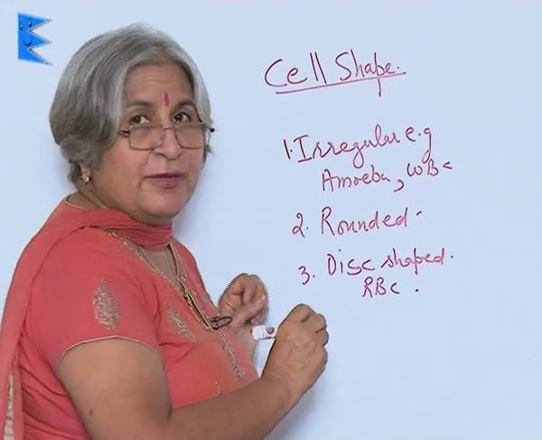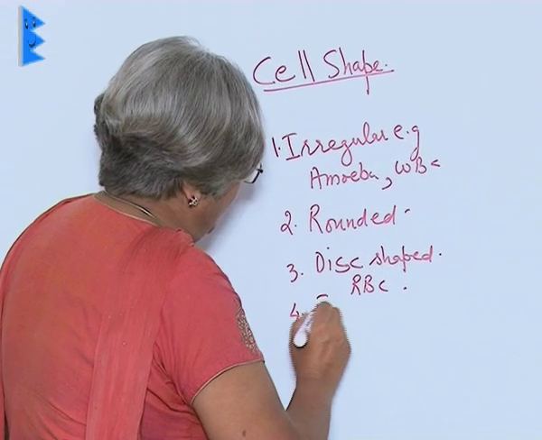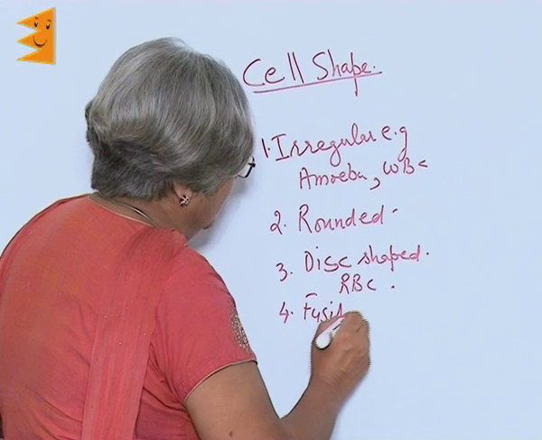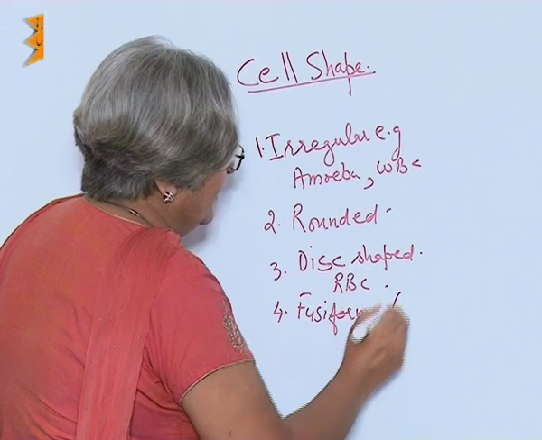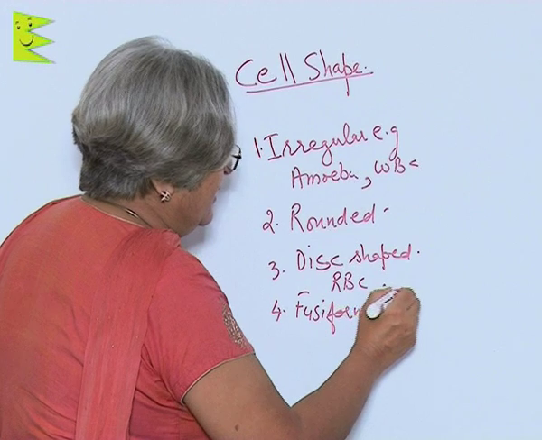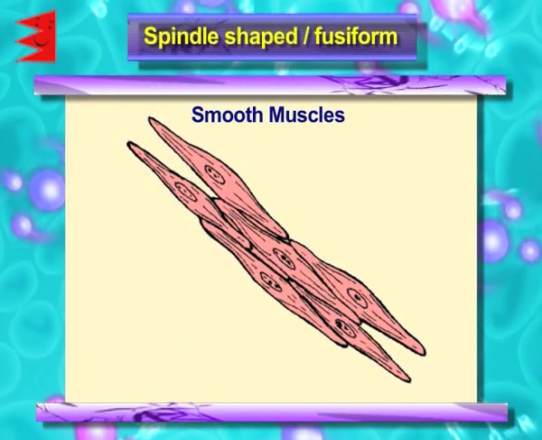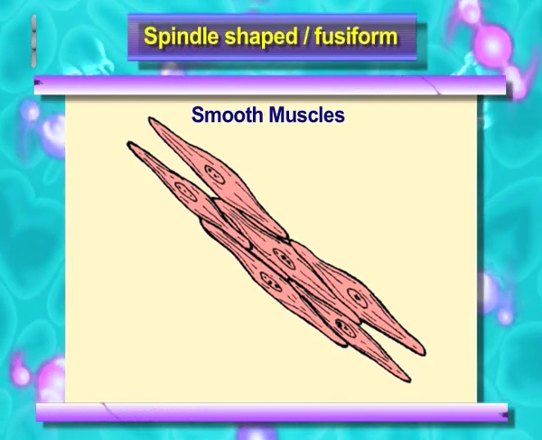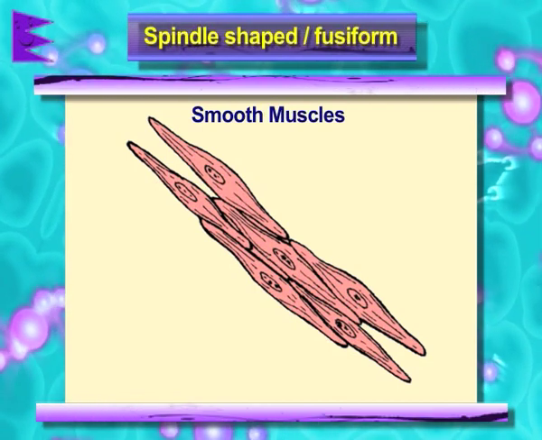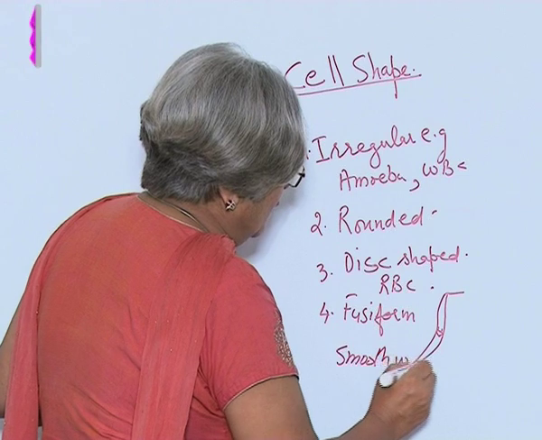Then they can also be spindle shaped or fusiform. What does that mean? That means they are pointed towards the end and thick from the center. That is spindle shaped or fusiform. Example is smooth muscles, smooth walled muscles.